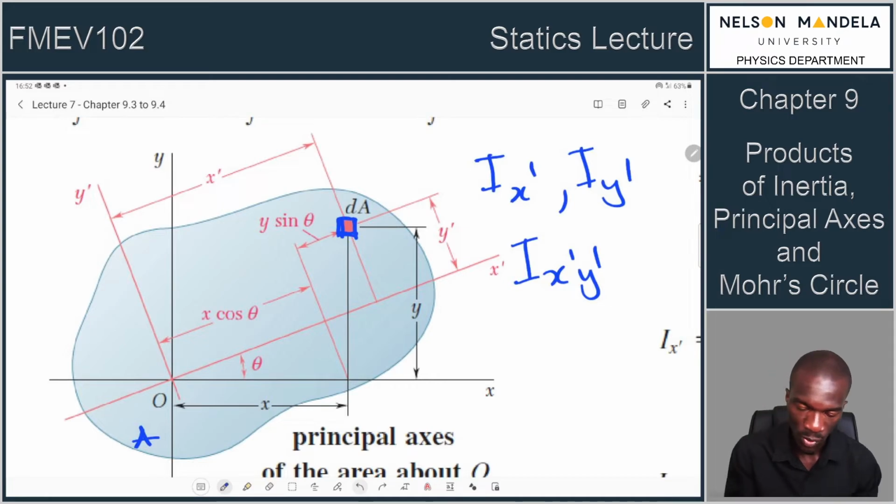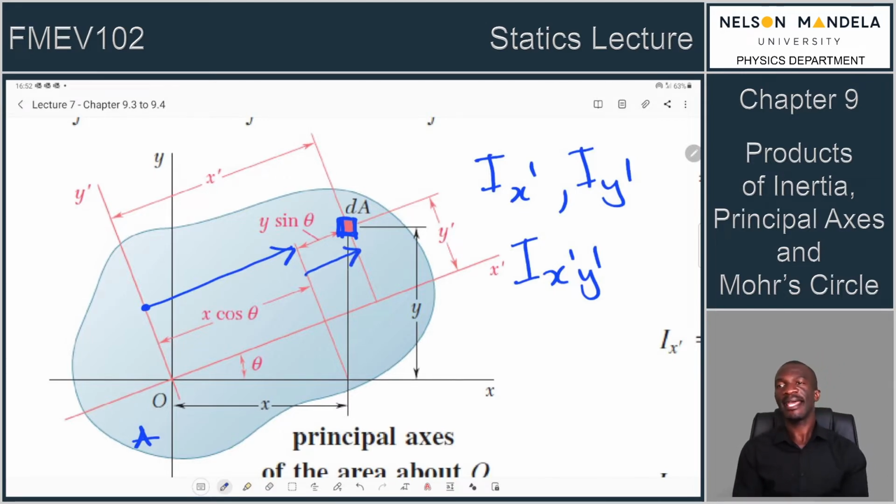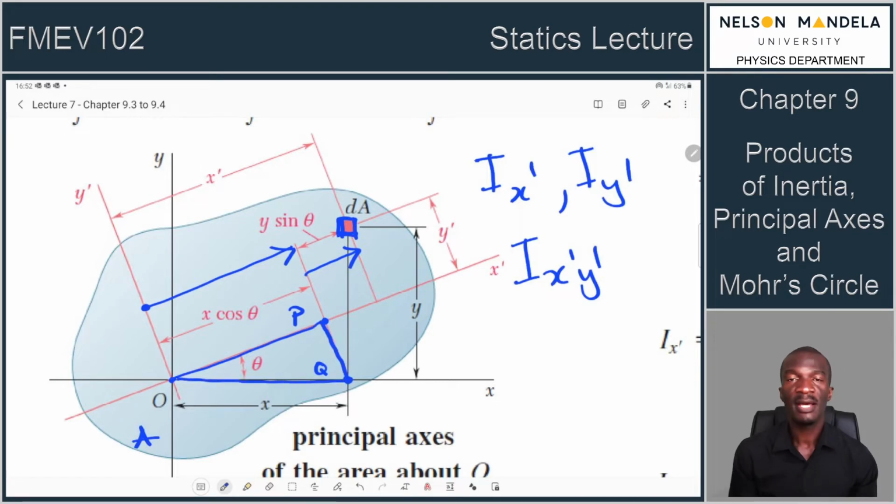We can just use the geometry. This X prime is obviously some distance from this point to this line here that has been used to denote that distance, and we should add a second distance to get to dA. So we need to first find this distance, then find this second distance, and we've found our total X prime variable. Using triangle OPQ, you can tell that the hypotenuse has a projection in this direction, and the projection of the hypotenuse, which is X, is actually X cos theta. That's our first step towards the area element in the new system of axes.